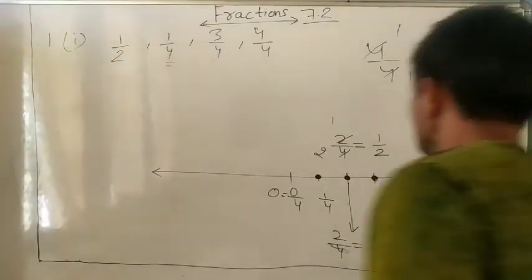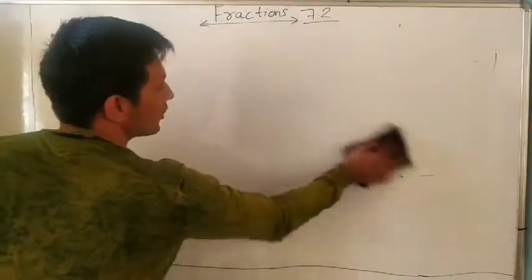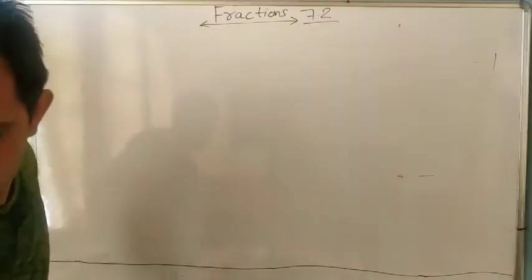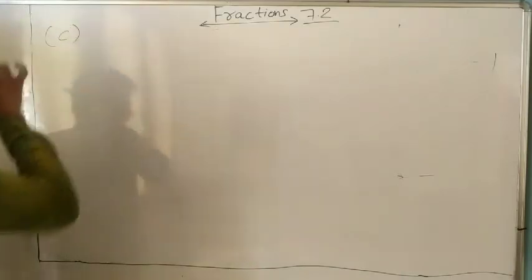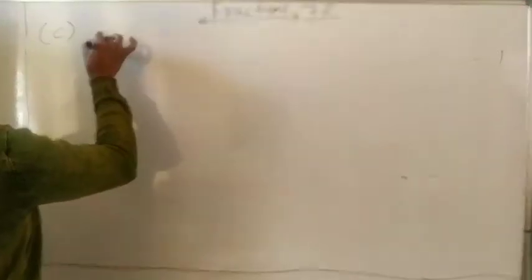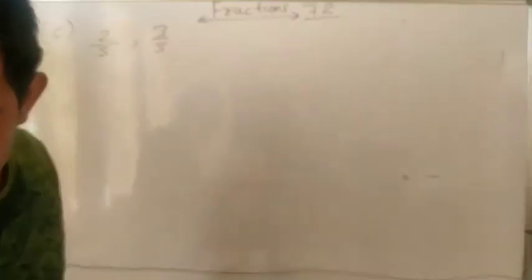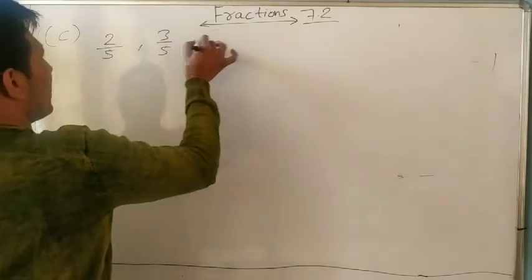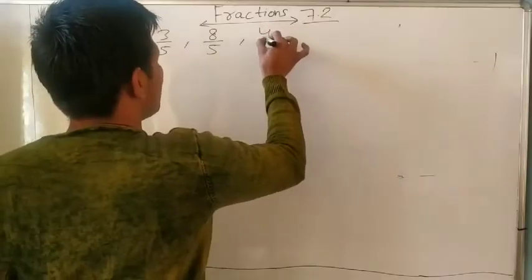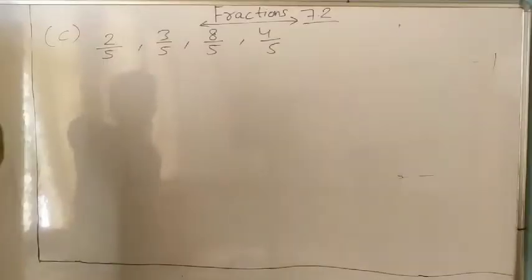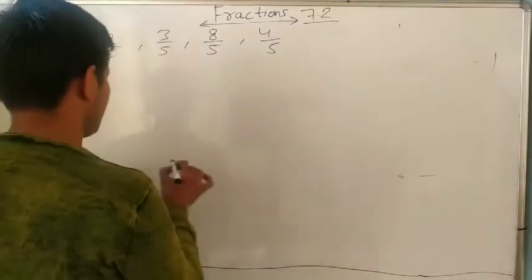Draw it using pencil and scale. Okay. Next is one more part. Do the next part yourself in your notebook. I am representing part C now. What is part C? 2 upon 5, 3 upon 5, 8 upon 5, and 4 upon 5. We have to represent them on the number line. Always remember, the denominator downside is the total parts.